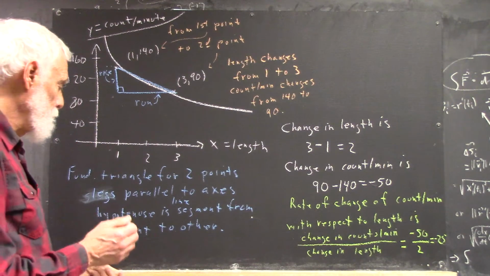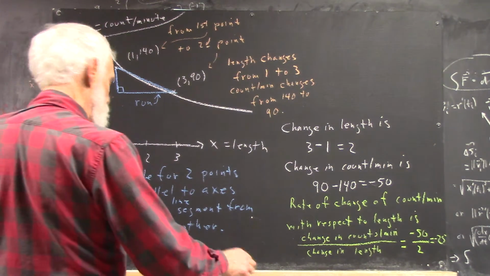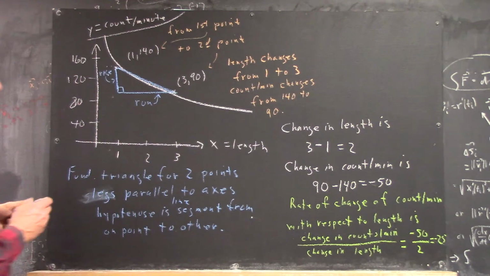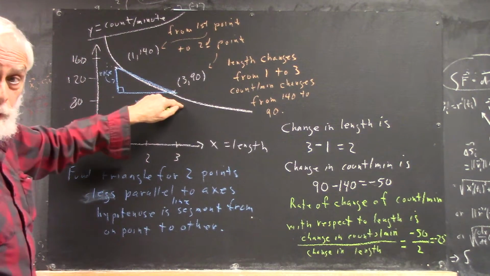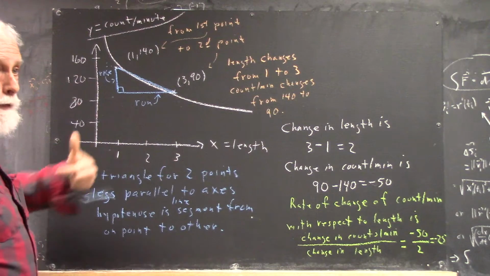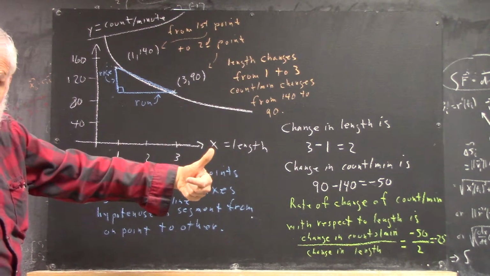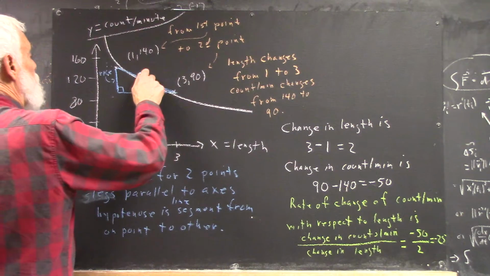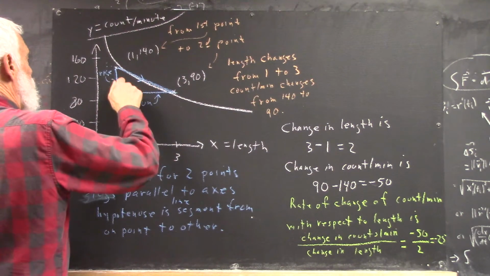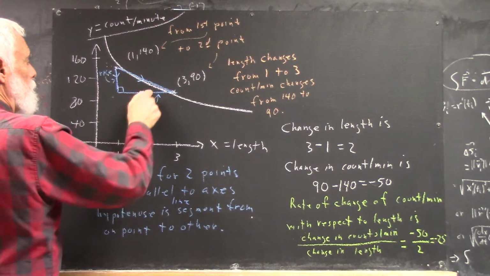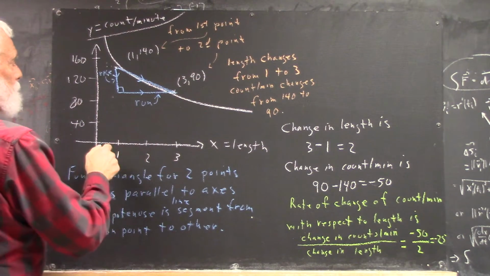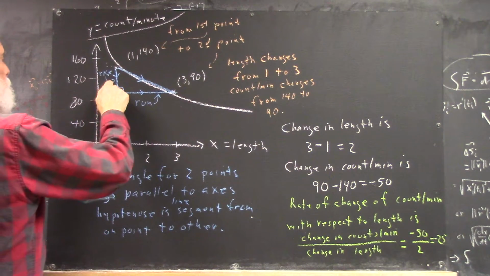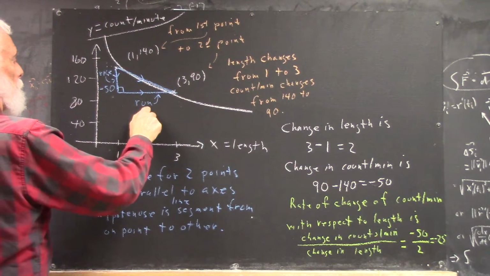So what you have to do is, it doesn't matter which direction you go, but you have to decide what direction you want to go from point to point. Usually we'll go from left to right, but you get the same thing if you go from right to left. So if we go this direction, then our rise is negative and our run is positive. The rise would be -50, the run would be 2.